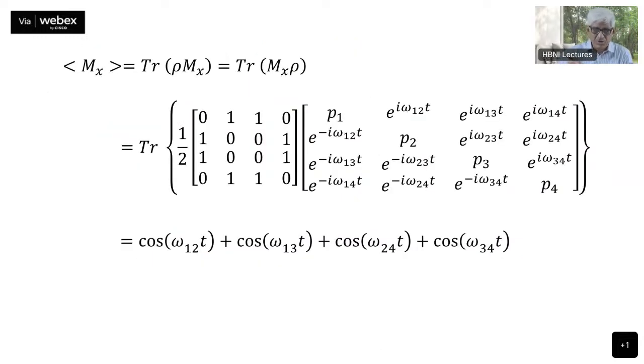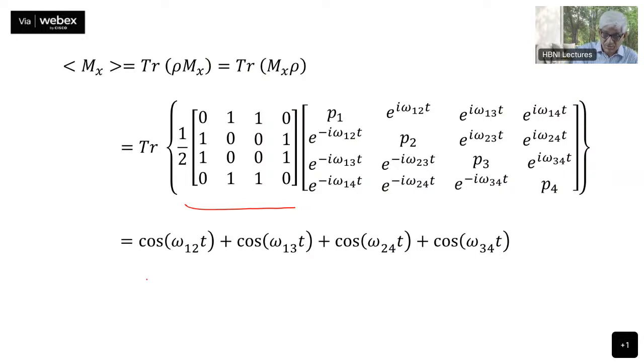Okay, so let's try to calculate the trace. So now for the two spins, the X magnetization is represented by this operator. The MX operator is this for the two spin case. The density operator remains the same, with P1, P2, P3, P4 and all the off diagonal elements. Now you do this algebra here. I'm not going to do the algebra here. I showed you the algebra in the first case, the one spin case. You do the same algebra here.